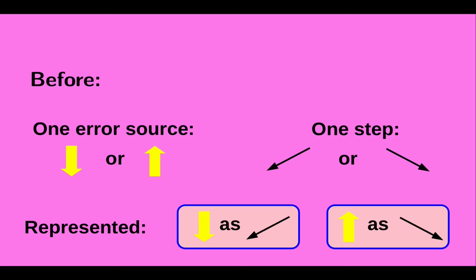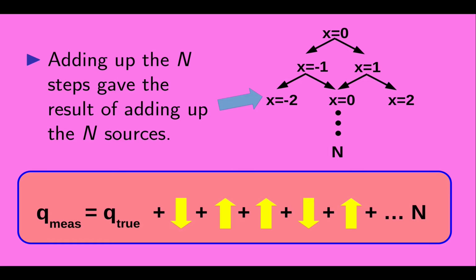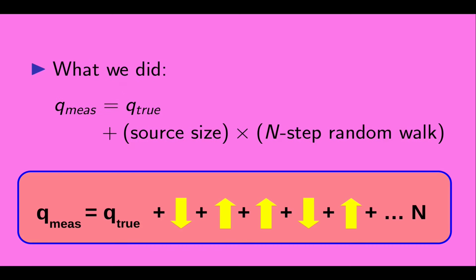An error source that pushed q measured down was represented by a leftward step in the random walk, and an error source that pushed q measured up was represented by a step to the right. Adding up the n steps gave the result of adding up the n sources. So basically, in that crude model, q measured was equal to q true plus the constant error source size, represented by the constant arrow length, times the result of an n-step random walk.